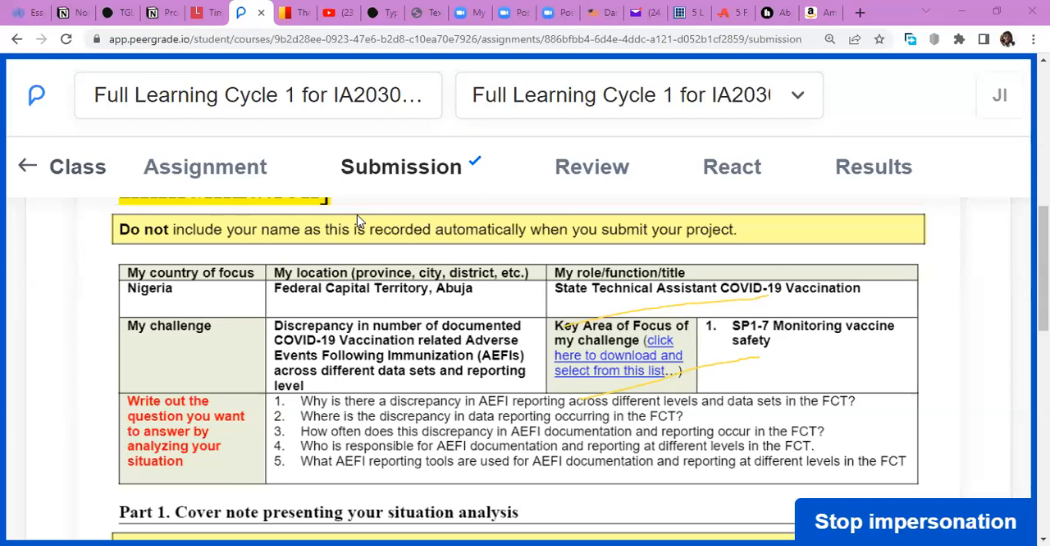Area of focus. Thank you. Yes, François, please go ahead.